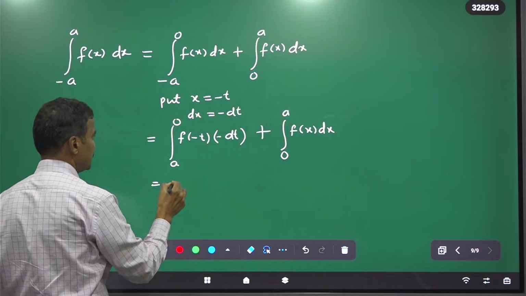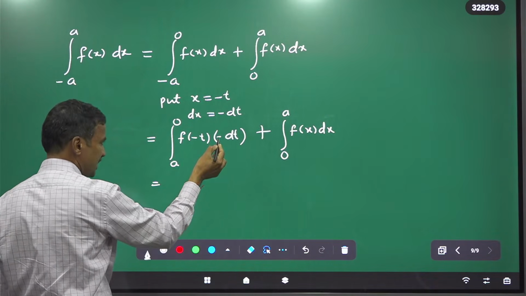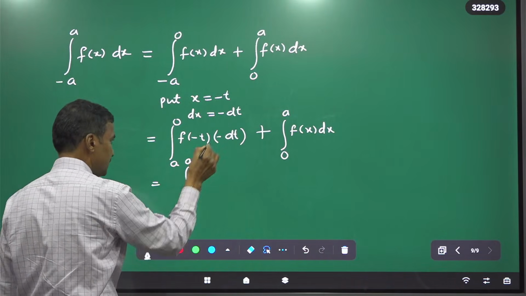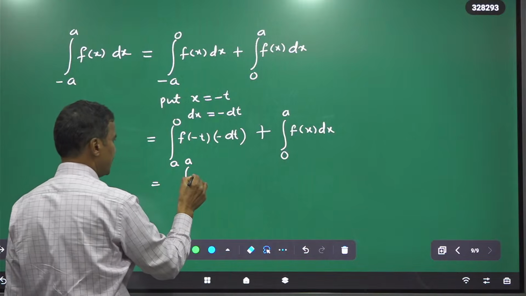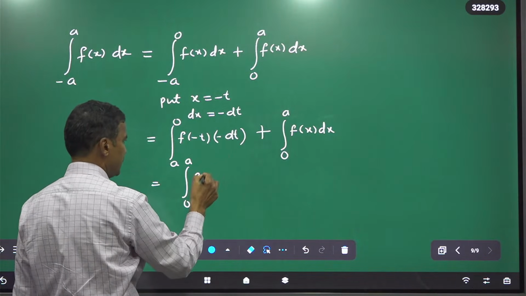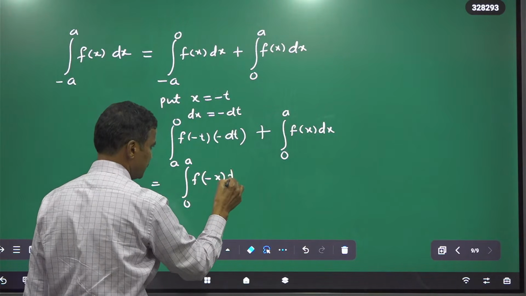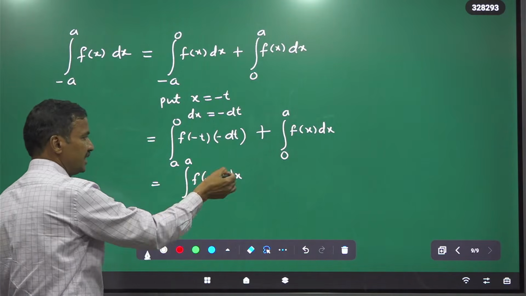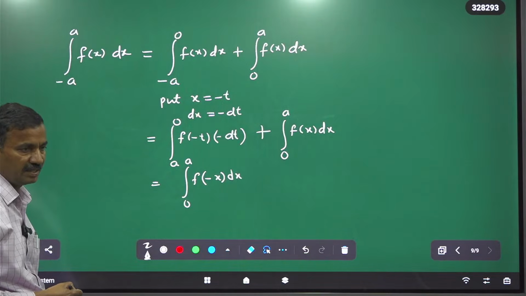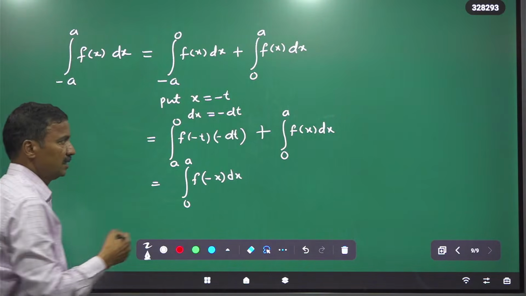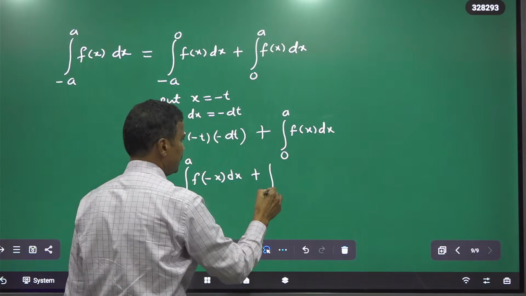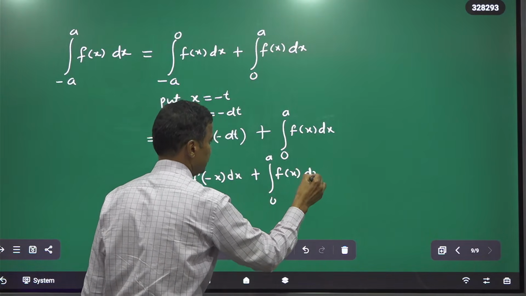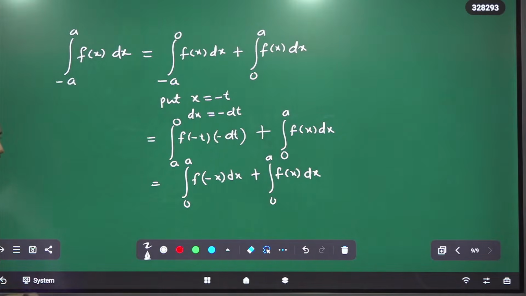Therefore, to remove this minus sign, we have to interchange the limits. By writing the limits 0 to a, it becomes positive. So you can write f of minus t dt, or you can write f of minus x dx. It is true for any variable. Instead of writing f of minus t dt, we can also write f of minus x dx here, by the first property of definite integral. Plus the integral of 0 to a f of x dx.